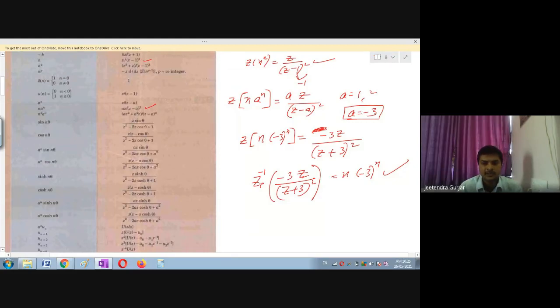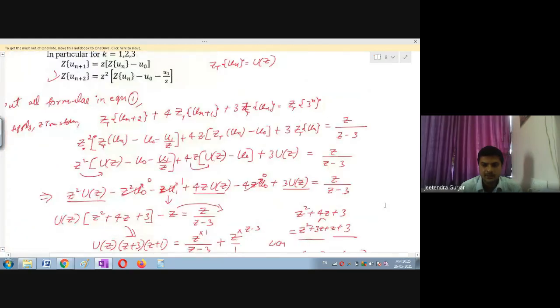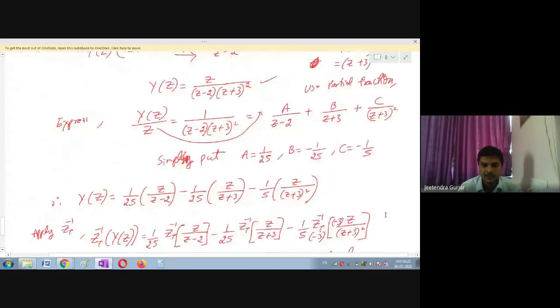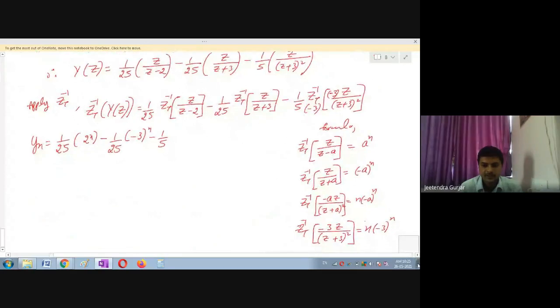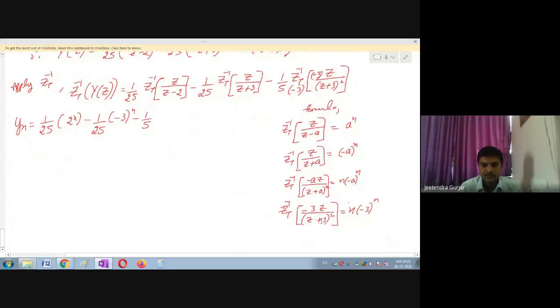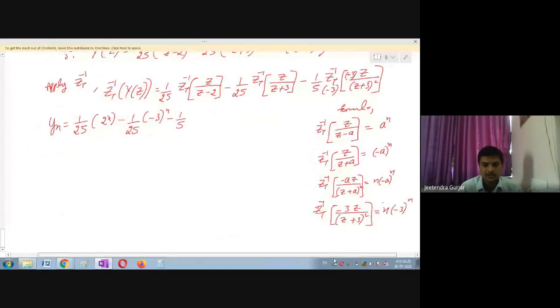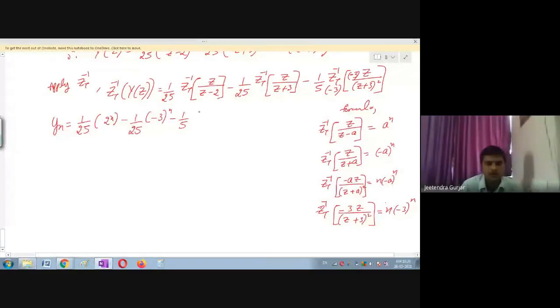So a is equal to minus 3 I will substitute, you will get in this form. Then I want inverse z transform, so I will take this z on this side. Therefore our answer is n in the bracket minus 3 raised to n. So therefore I have written the same formula here. Am I right? Minus 3z divided by z plus 3 square is equal to n into minus 3 raised to n, student. So this type of formulas you have to practice now.